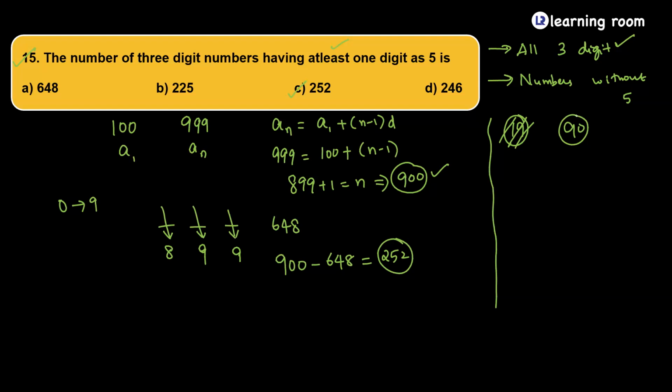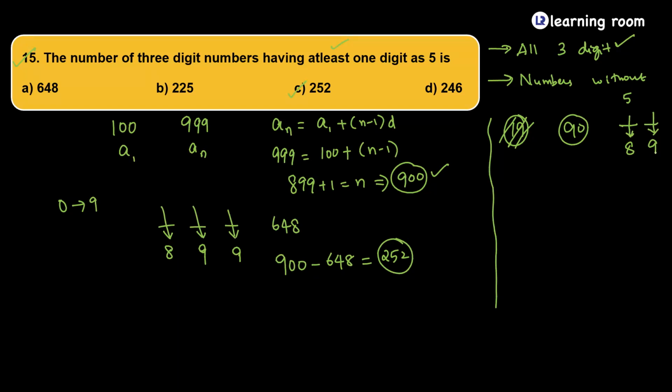So numbers without 5. For 2-digit numbers, the first place should not use 0 or 5, so 8 ways, and here I can use any of the 9. So it is 72. Out of 90, if I remove 72, it is going to be 18. The point is not to find that 18, but for us to write and see.